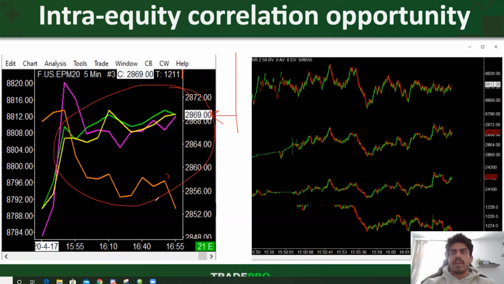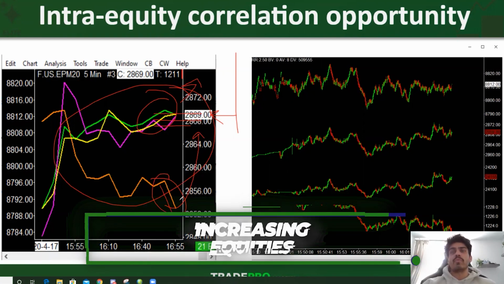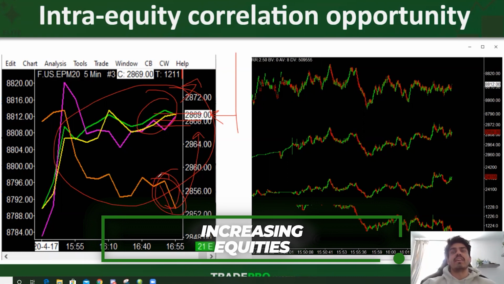So if you see right here, Russell just dropping while all other equities are pushing to the upside, what we can identify is a potential long opportunity in NASDAQ, a potential long opportunity in the Russell to catch up to the rest of these equity correlations. Now, this doesn't have to happen, but if you combine this with your market structure and your order flow and everything else, you can find a really good opportunity in Russell to catch up to a lot of these increasing equities on this decreasing downside Russell.